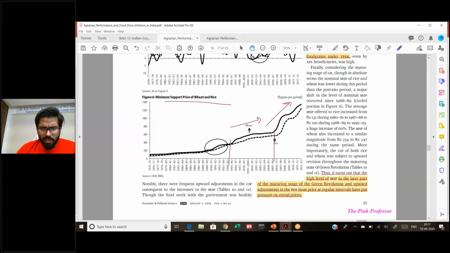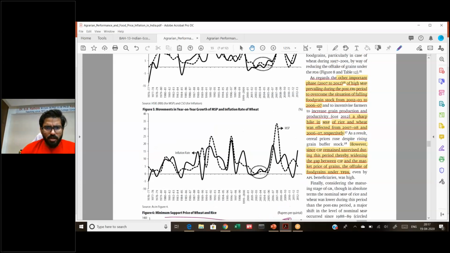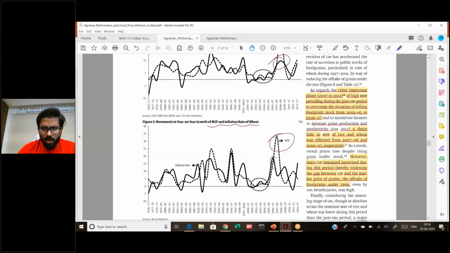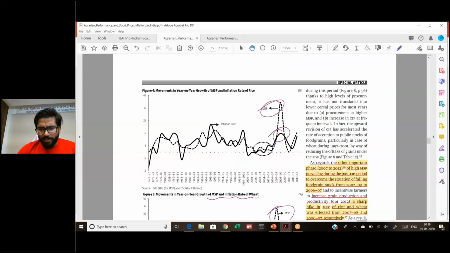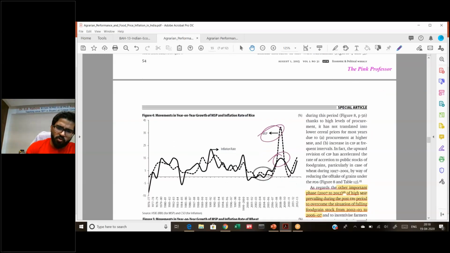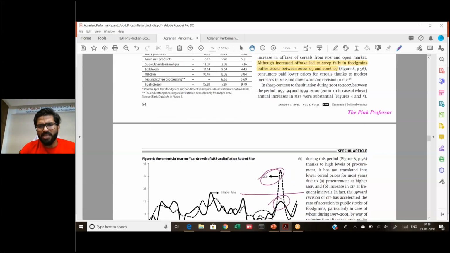So A is this phase, and then you see the MSP, the inflation, and the inflation rate of the wheat. Higher MSP, you see higher inflation. You see higher MSP, you see higher inflation. Both of them are related to each other, but at the same point of time, we are saying that the inflation rate was much lower in the post reform period on an average as compared to the pre-reform period. Now let's understand how is that.